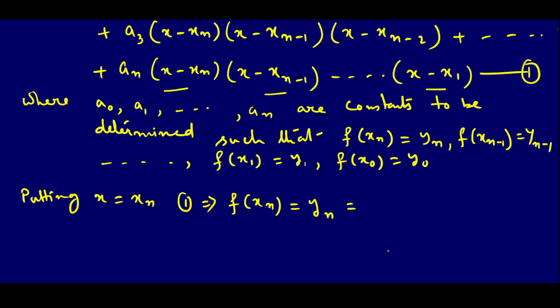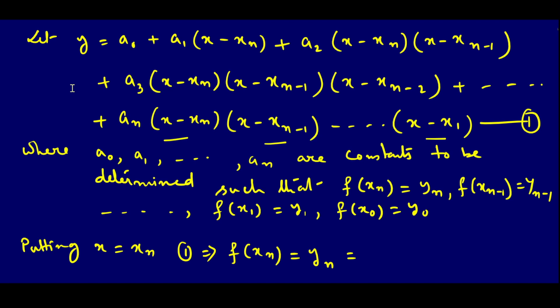Now coming to the right hand side, our first term is a0. In the second term, if we put x equal to xn, it will become 0. Similarly, all the other terms will become 0. So we have only a0. In the forward interpolation formula, the value of a0 is y0, but here a0 equals yn.